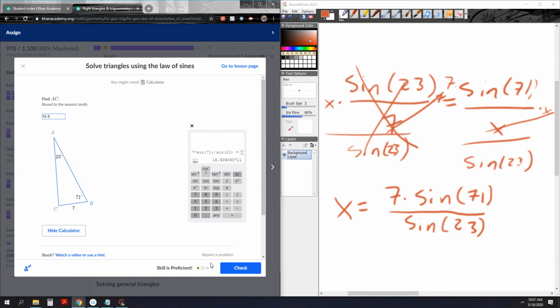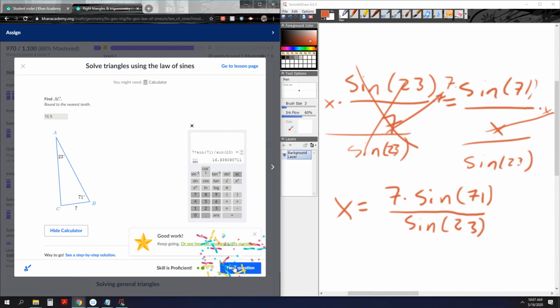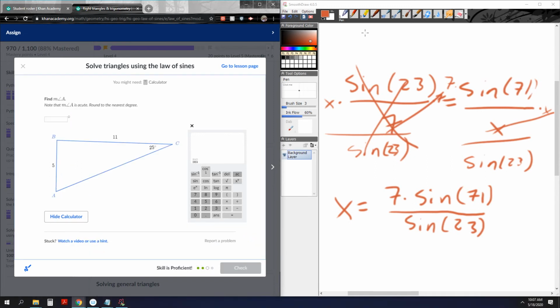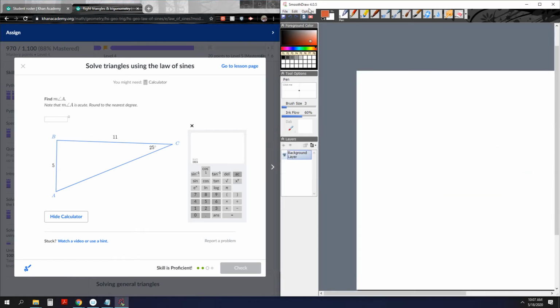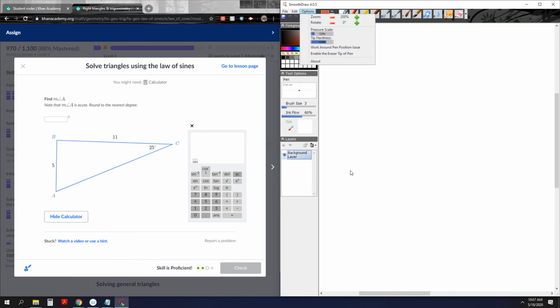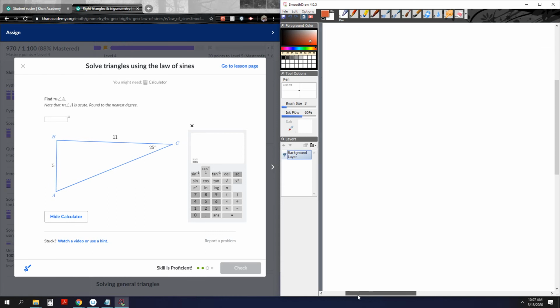Right, 16.9. Check. We managed to get that one correct. Let's do a new page. Oh, you know what? We don't need to do a new page. We already did. Options, 200%, whatever. Okay, and we'll scroll this up closer to the top. Okay, and let's do that over here too. And then that way, if we do our next problem, we can just slide a little bit.